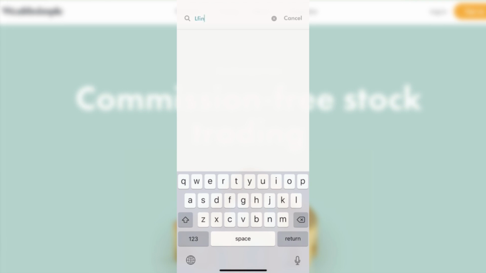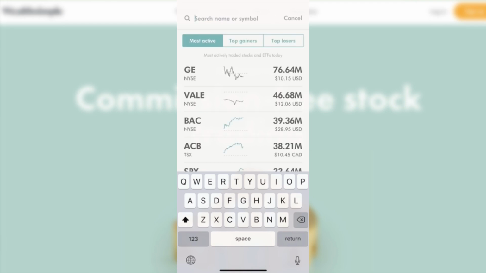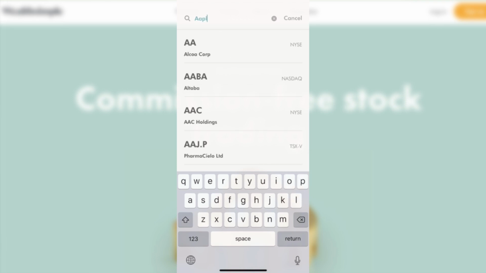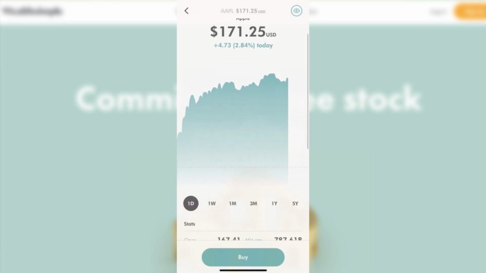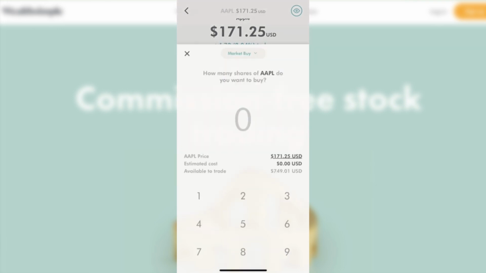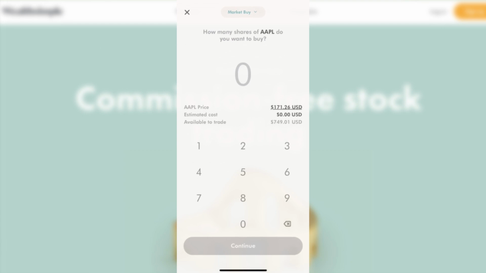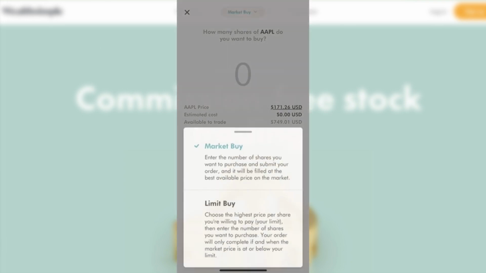Now, let's go to the exciting part. I want to go ahead and place my first order in Wealthsimple Trade. So I want to buy some Apple stock today. Let's see. Here I have Apple stock, and down here you can click buy. And it's asking me how many shares of Apple do you want to buy. You can see that my $1,000 Canadian, now it's worth $749 US.